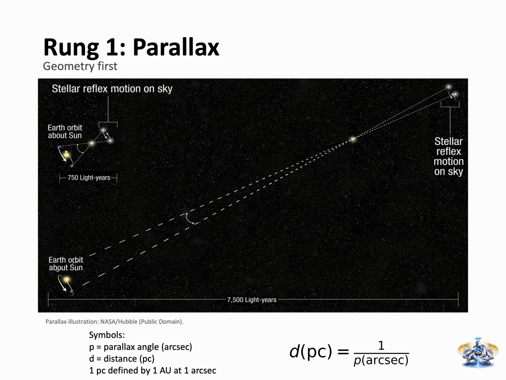As Earth moves around the Sun, a nearby star appears to shift slightly against the background of very distant stars. The tiny shift is the parallax angle. And the distance rule is beautifully simple. Here's how to say it. Distance in parsecs equals 1 divided by parallax in arcseconds. So you measure a tiny angle, flip it, and you get distance. No assumptions about luminosity, no guessing about star types, just geometry.